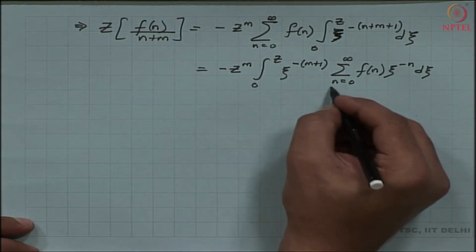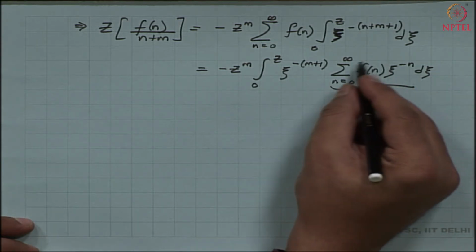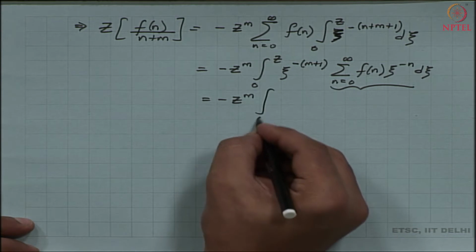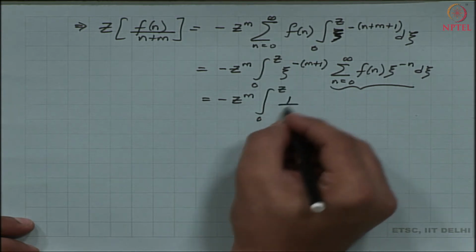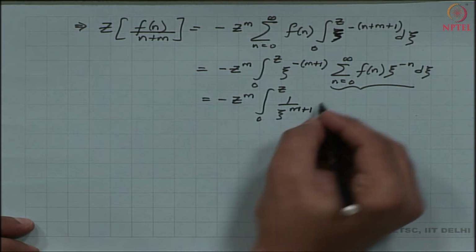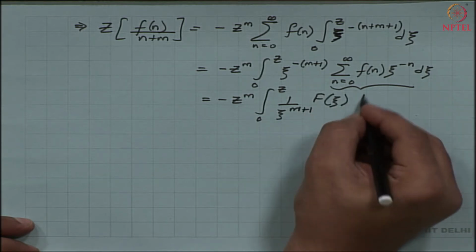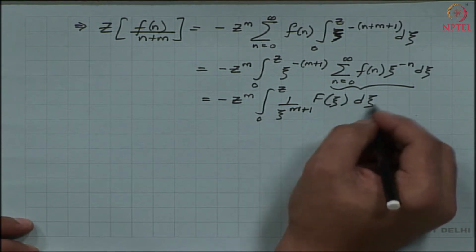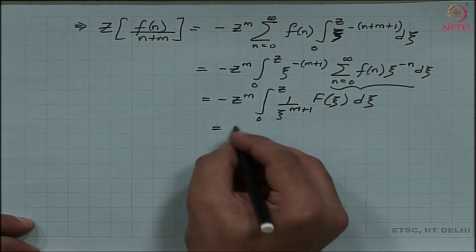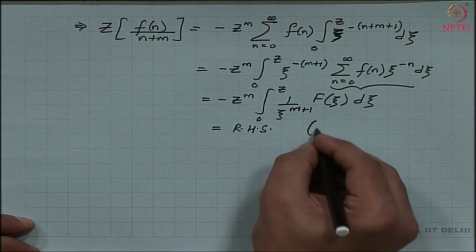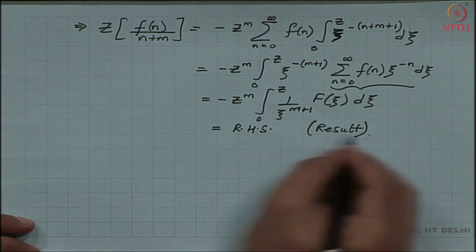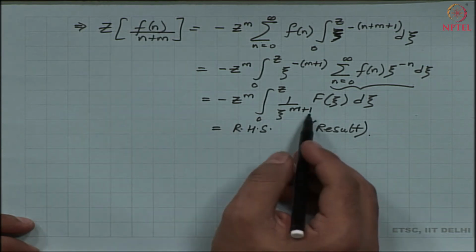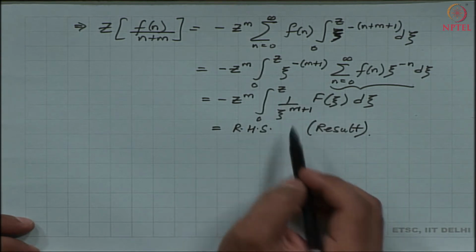So, we see that this is nothing but the z transform of the function small f. Rewriting again, I get that this is integral 0 to z 1 by chi to the power m plus 1 times the z transform of f evaluated at the variable chi d chi, and students can check that this is the right hand side of our result. So, what I have shown here is that the z transform of the function divided by this factor can also be written in terms of this integral of the z transform.